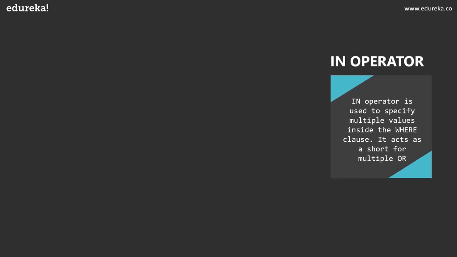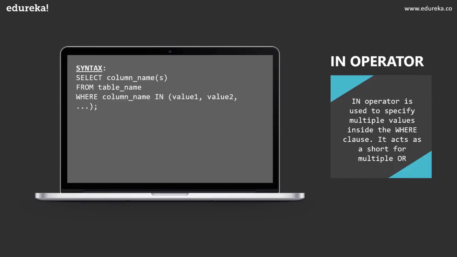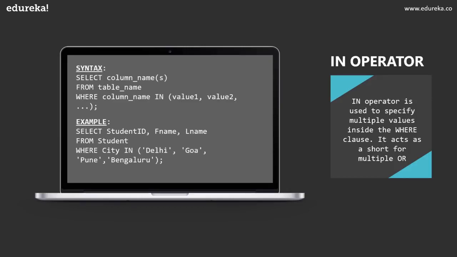Next, let's discuss the in and between operators. The in operator is used to specify multiple values inside the where clause. It acts as multiple OR. Let's look at the syntax: select column from table where column in value. Let me execute this example.